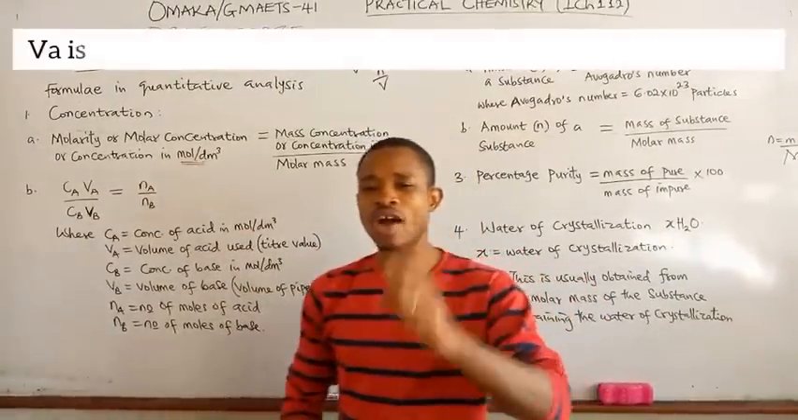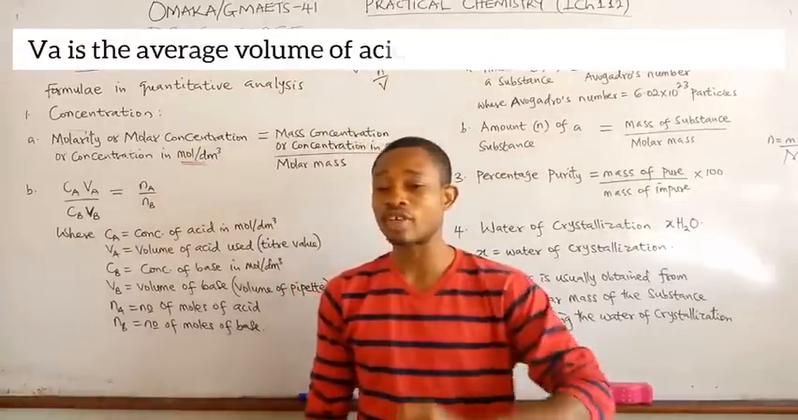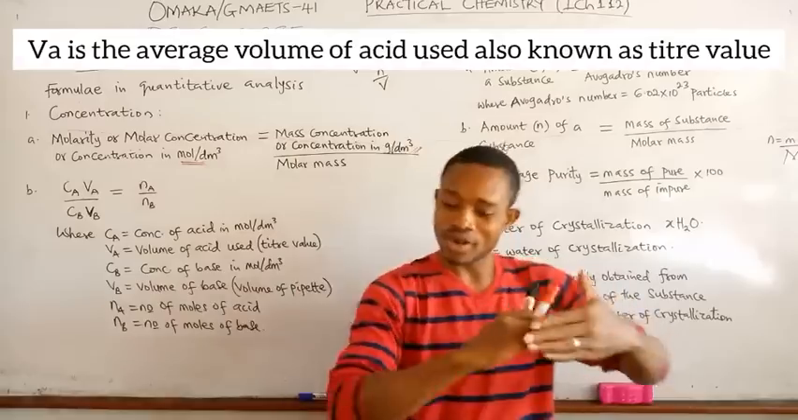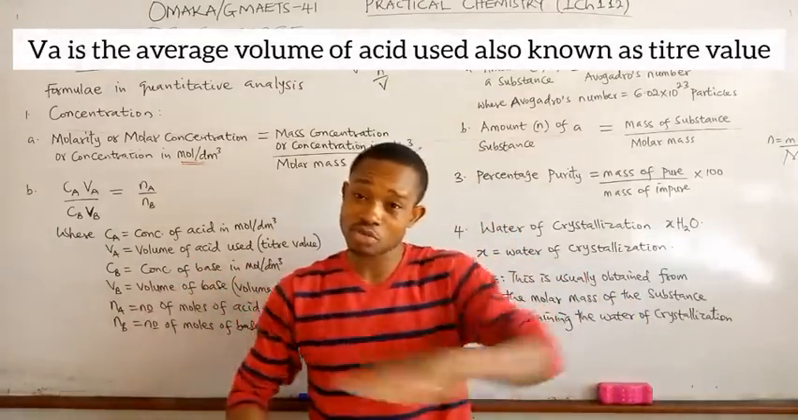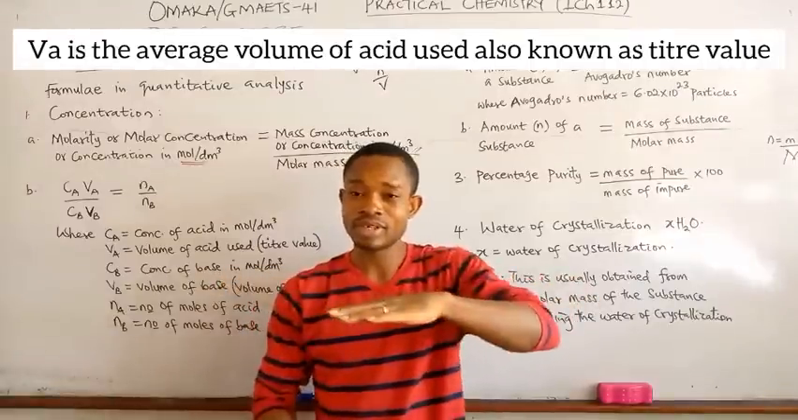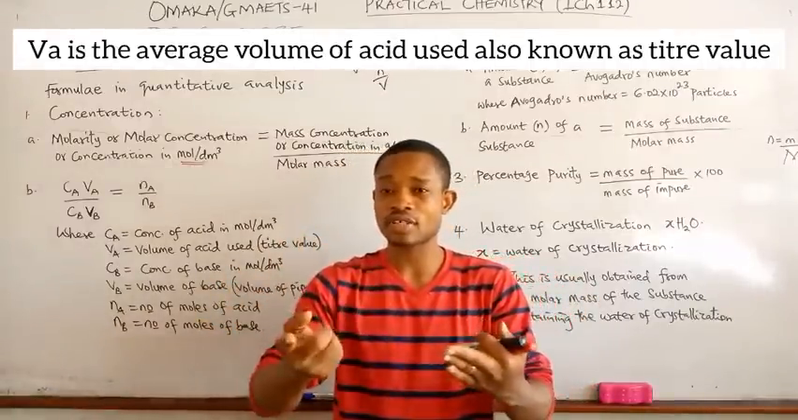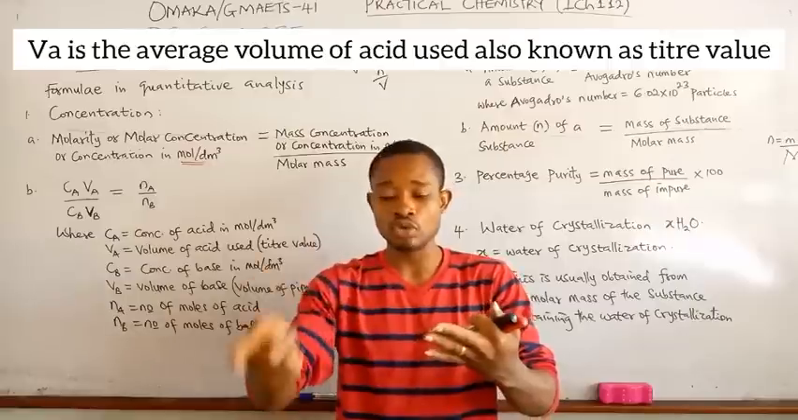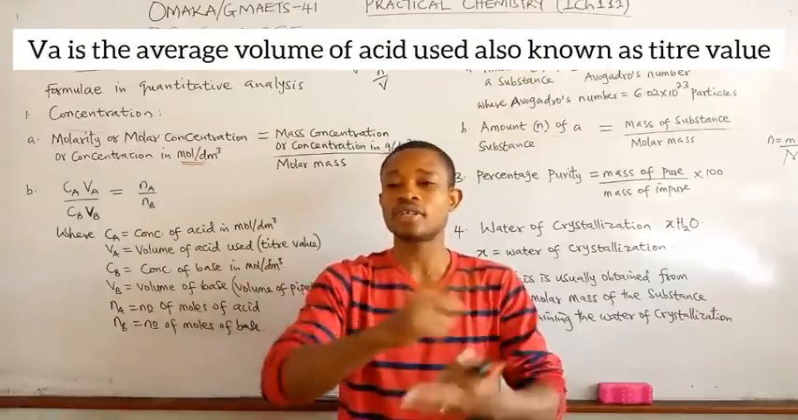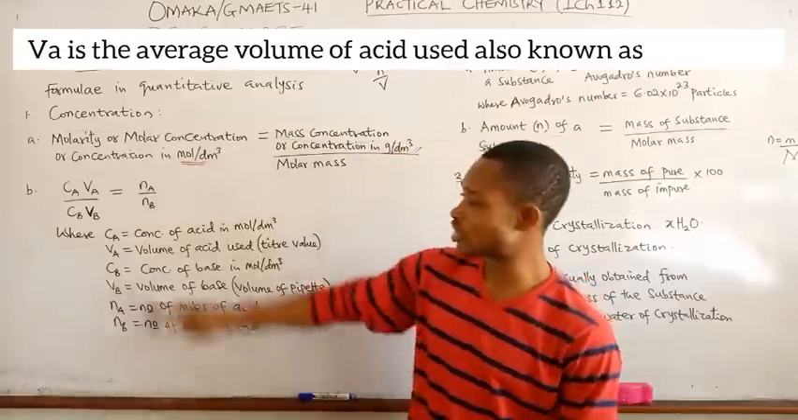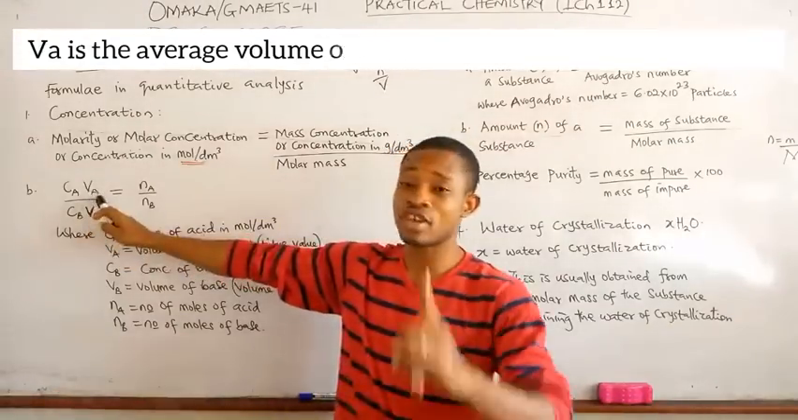Let me quickly talk about VA and VB, very important. VA is your average titer value, the average volume of acid used. You remember after running a titration experiment, you get your table with the volume of acid used. In most cases you run the experiment for first, second and third titer. So you add the three volumes of acid used and divide by 3. You get the average volume of acid used. That is your VA.